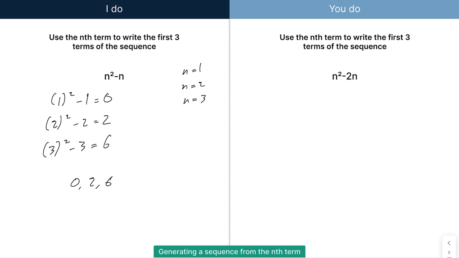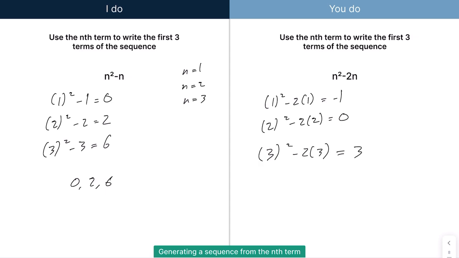Now, looking at the one on the right, again, hopefully you pressed pause and had a go. Exact same thing applies here. 1 squared take away 2 times 1. So that is 1 minus 2, which is minus 1. And then for 2, 2 squared minus 2 times 2, which is 0. And then 3 squared minus 2 times 3. So that's 9 minus 6, which gives us 3. And the answer becomes minus 1, 0, and 3.